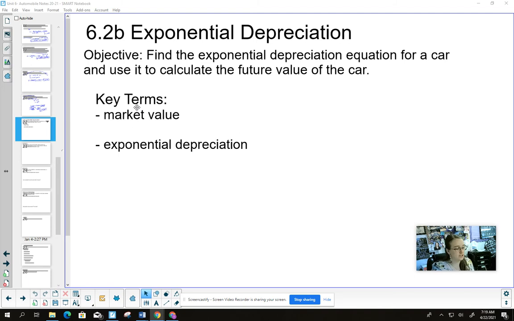Okay, so for 6.2b, talking about exponential depreciation, we talked about in class how this is more realistic, that when you buy a new car, it loses most of its value in the first couple years, and then it kind of can taper off. So this is a bit more of an accurate representation, unfortunately, because it works out worse financially for you.